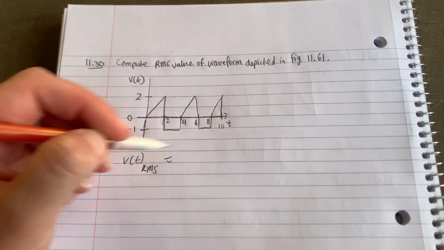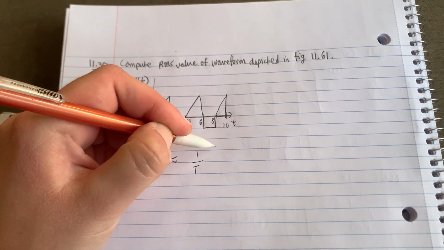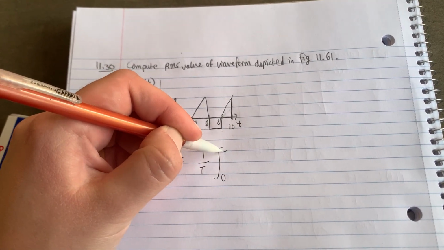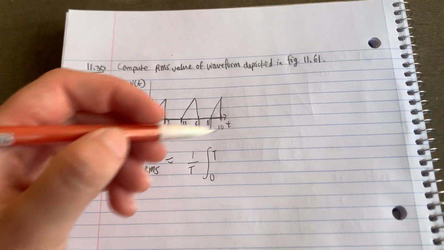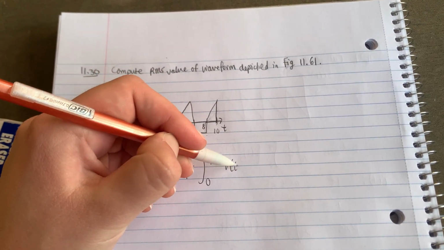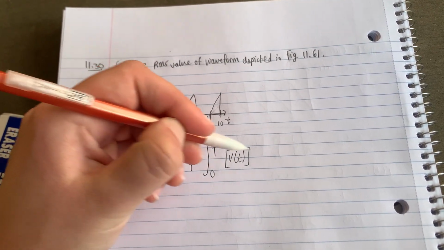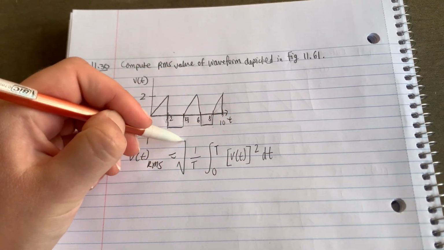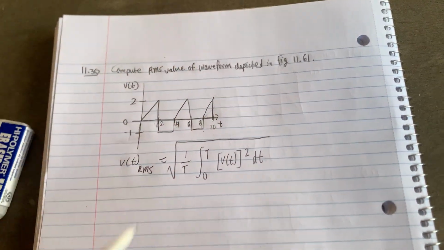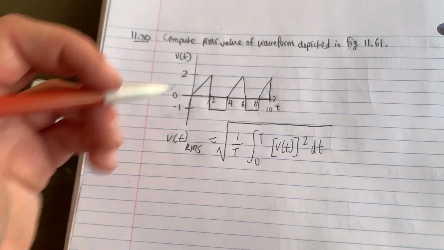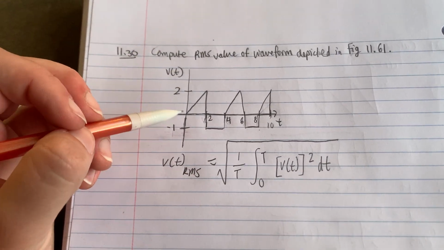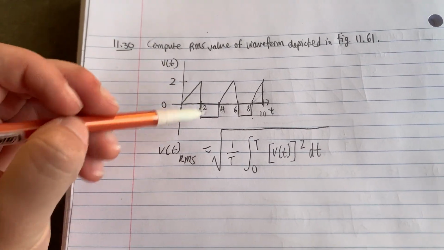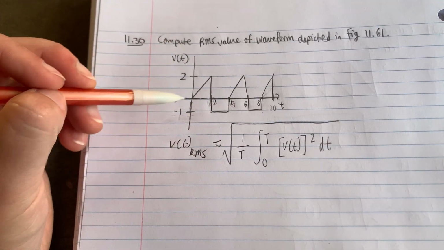that the RMS value will be 1 over the period times the integral from 0 to the period, the bounds, times the function squared, dt, and then square root. This is the RMS value. Let's find the period first. The period is the amount of time that elapses in one repetition of the function.